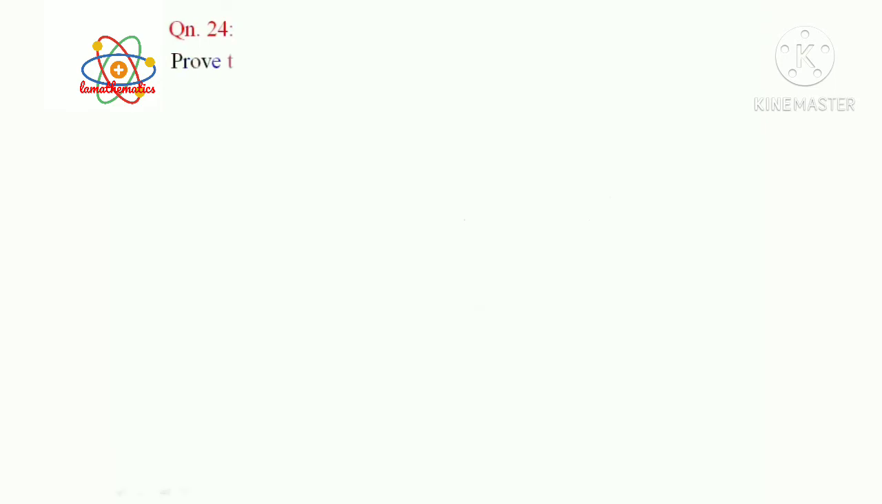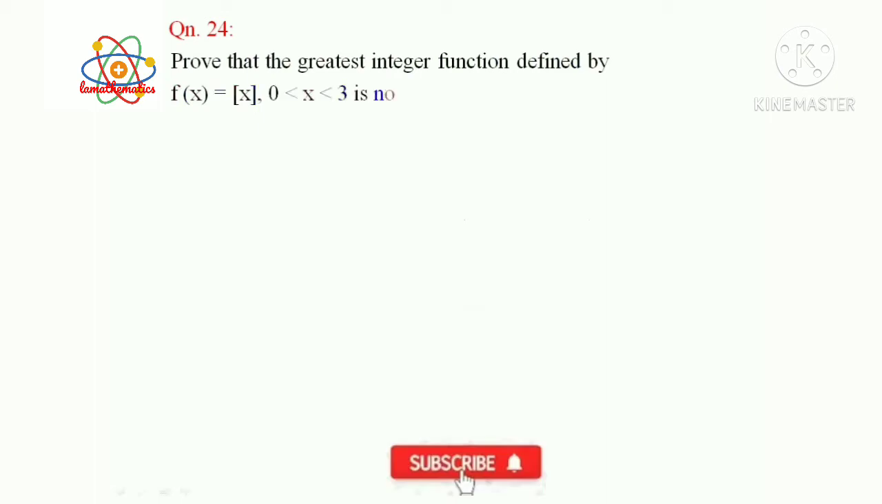Question number 24. Prove that the greatest integer function defined by f of x equal to square bracket x, that is greatest integer function, 0 less than x less than 3, is not differentiable at x equal to 1 and x equal to 2.